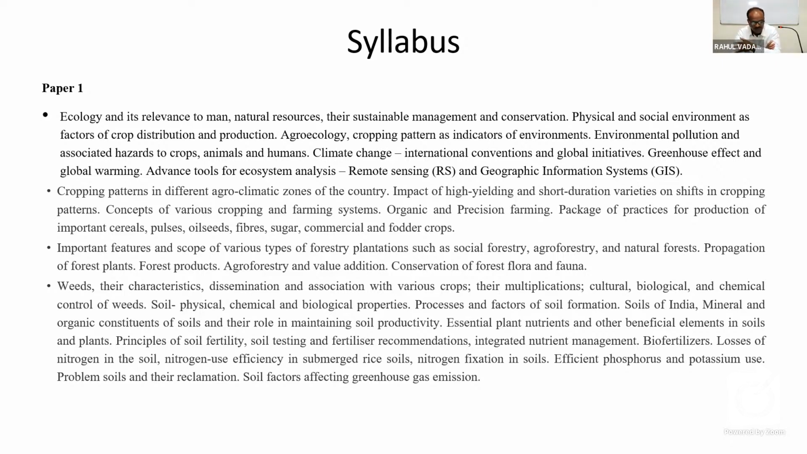Now, important features and scope of various types of forest plantations, such as social forestry, agroforestry, and natural forestry. Again, repeated questions have been asked on agroforestry, social forestry. So the difference can be asked. There is one concept: shifting cultivation and tonga cultivation. What we generally think is the same thing, isn't it? But the question has been asked, what is the difference between shifting cultivation and tonga cultivation?